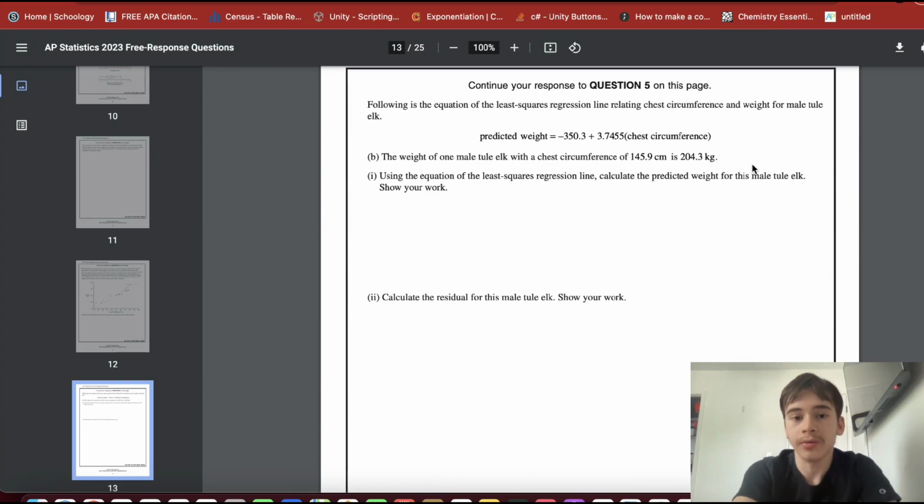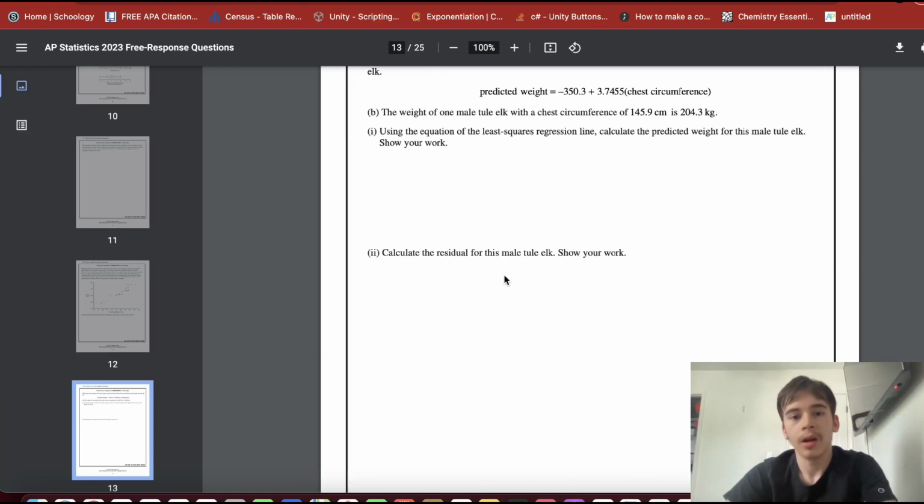Moving on, in question 5, we got B. The weight of one male tule elk, which has a circumference of 145.9 centimeters, is 204.3 kilograms. Calculate the predicted weight for this male tule elk. Easy. Chest circumference we're given, so plug this value in for x, use your calculator, and get your predicted weight. That's all you need to do. Simple math. Plug in, check.